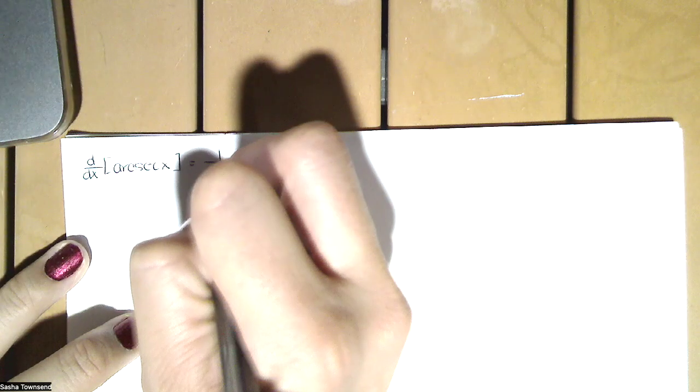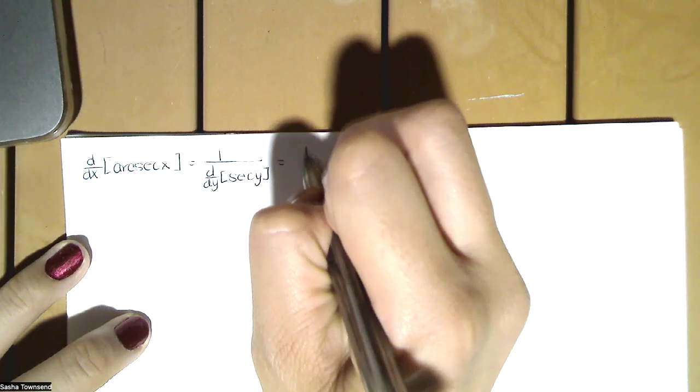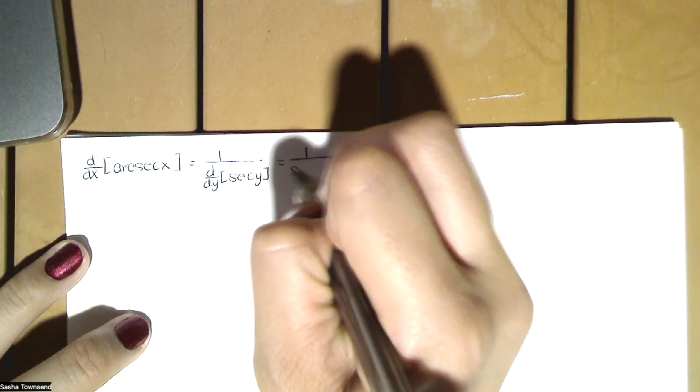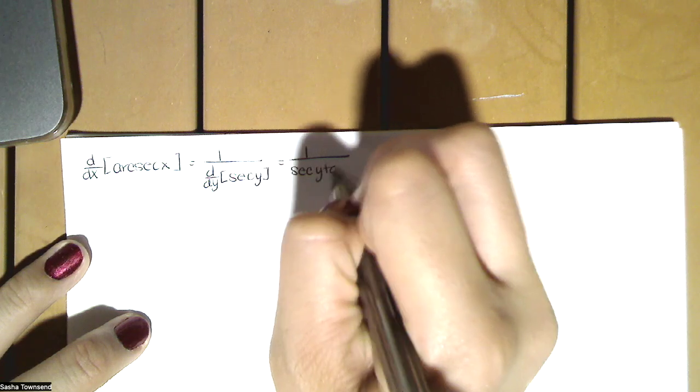All right, so now we are almost done with this. The last one is the derivative of arc secant. This one is a little trickier. We've got 1 over the derivative with respect to y of secant of y, where secant of y is equal to x. And the derivative of secant of y with respect to y is secant of y times tangent of y.